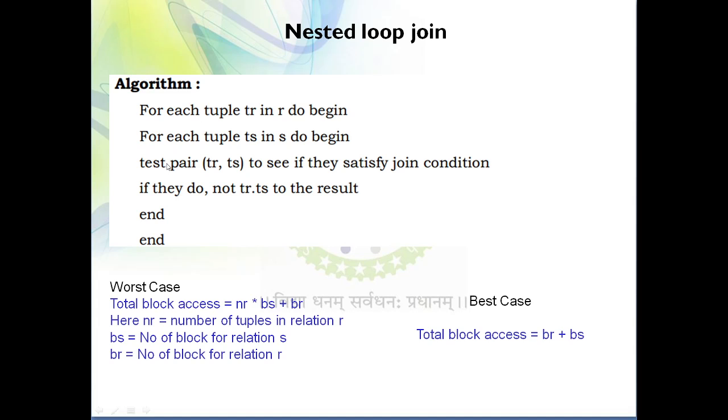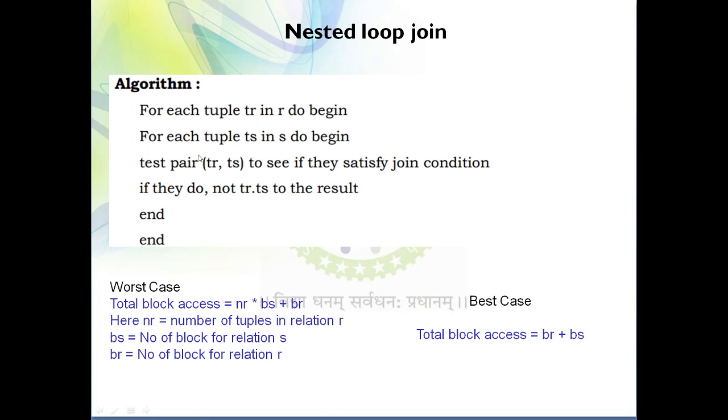In the inner for loop we are considering for each tuple ts in S do begin, and then we are checking a condition. We know that in case of a join operation one important condition is there. What is that? We require one common attribute between the two relations. Suppose I need to perform a join operation based on two relations. So what is important? The two relations should have one common attribute, and based on this common attribute you are going to perform the join operation.